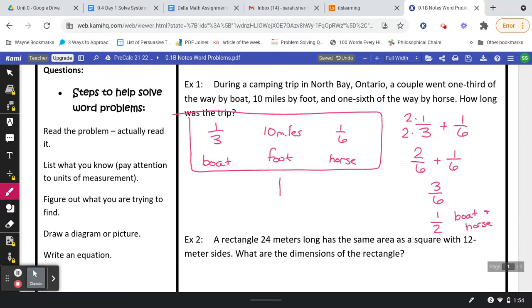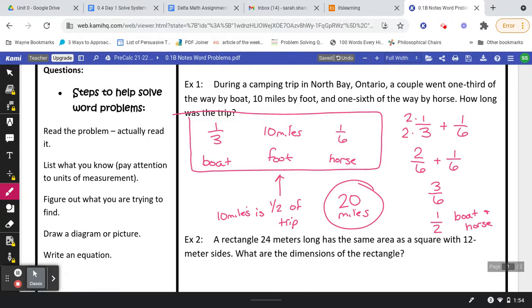That tells me that this, by foot, has to be the other half. And that's nice because I know if 10 miles is half the trip, that means 20 miles must be the entire trip. And there we go. 20 miles for the entire trip.